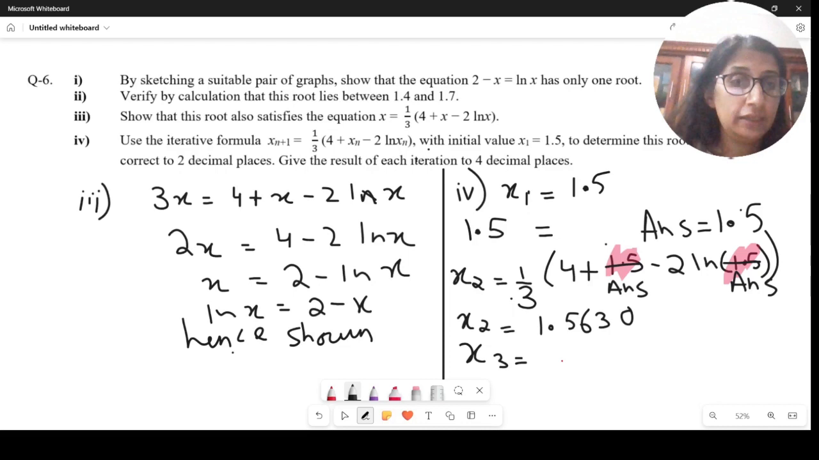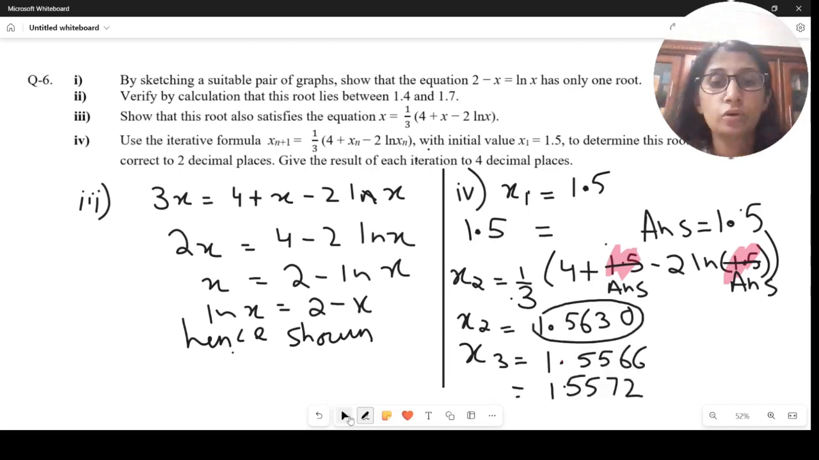So क्या कर रहा है कि आपके पिछले रिजल्ट को फॉर्मूला में पुट किया जा रहा है. So press equals to again, 1.5571, equals to again, 1.5571. So the answer is not changing. That means it has converged. Then you have to give the root correct to 2 decimal place. So 1.56 is the root correct to 2 decimal places.